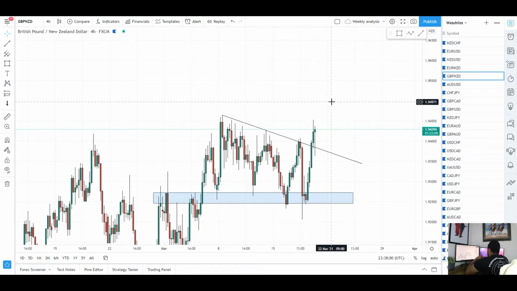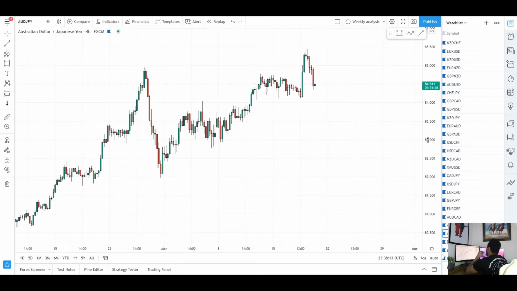Again, not really looking to get involved just now. If you get a nice pullback, we'll look to get involved there. But it looks like GBPNZD is on its way up. I did get into an AUDJPY short position, however, looking for a move to the downside.